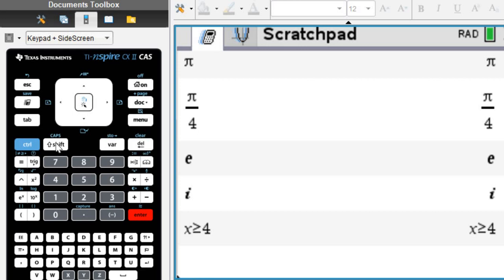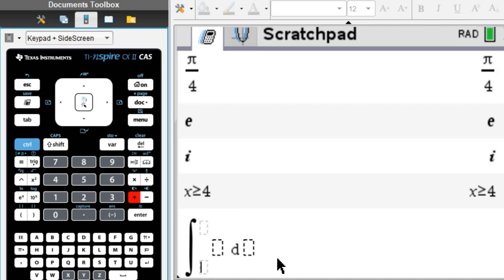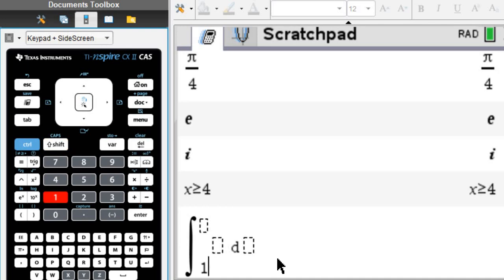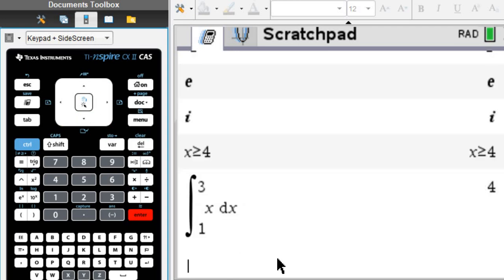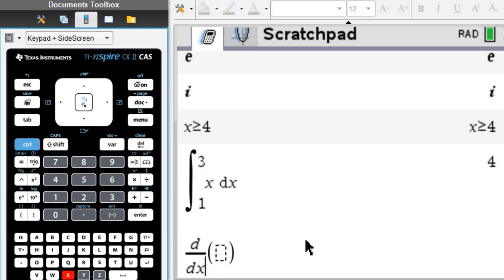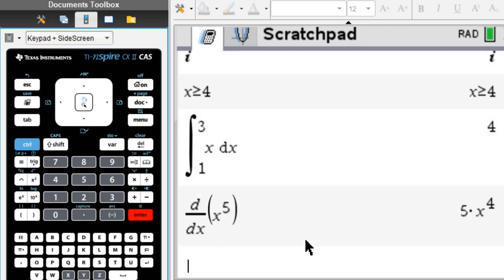Derivatives, watch this. Shift plus makes integrals actually. Say from 1 to 3 of the function x dx, enter. Integrals, we did. Derivative, find the derivative of, let's say, x raised to the power of 5, 5x to the 4.